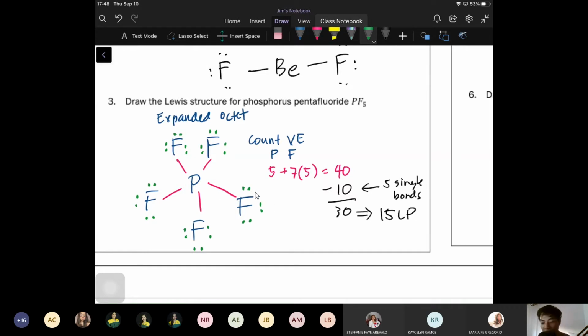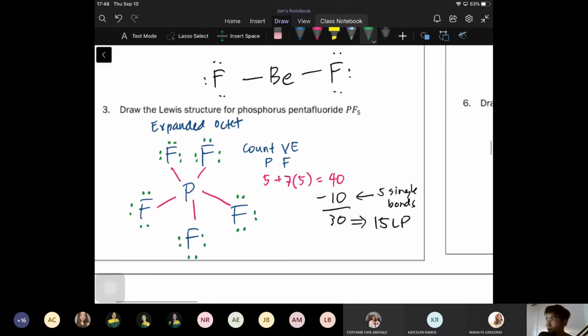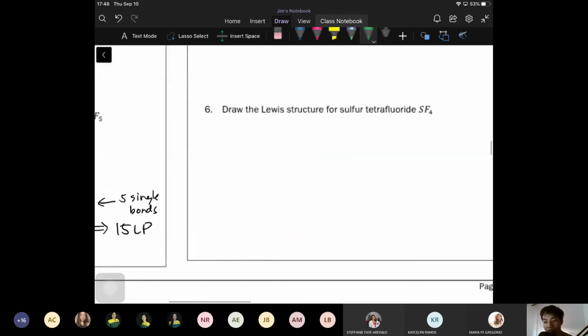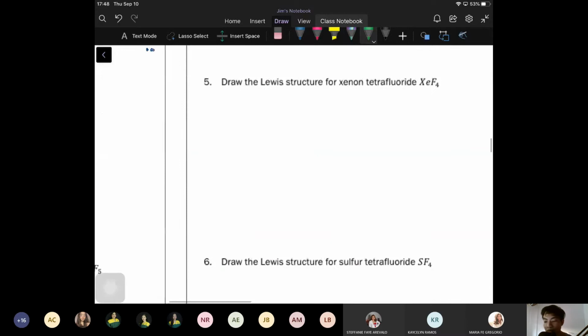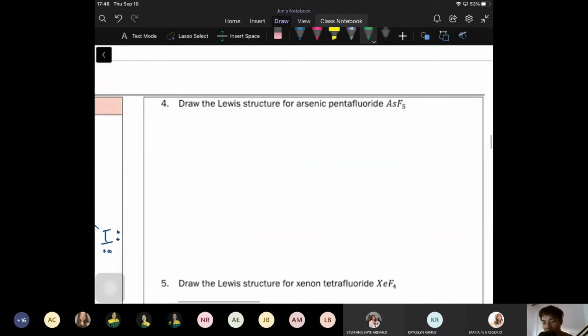So tapos na yung structure ko for phosphorus pentafluoride. Again, the terminal atoms will follow the octet rule. The central atom, not necessarily. Okay lang kahit di siya mag-follow. Unawain na lang natin. Ayaw niya sumunod. Okay na yan. Sana habang nagsosolve ako, may mga nilalagay kayong tip, mga technique.